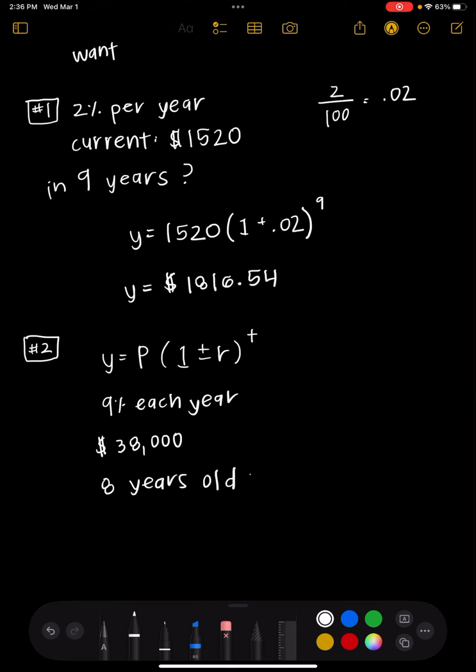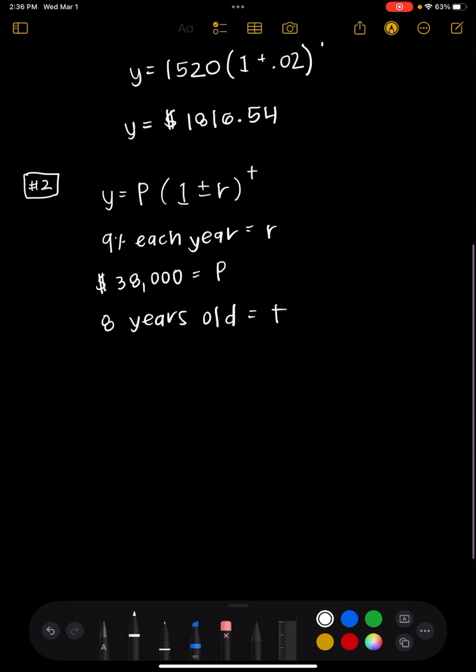So the 8 years old has to be our time, right? The $38,000 is the original amount, and the 9% per year has to be our rate because that's the percentage. Now, what we have to decide is if it's growing or decaying. Because it uses that word depreciates, that means it's decaying. Cars don't keep their value, they lose value, so we're going to use that minus instead of the plus.